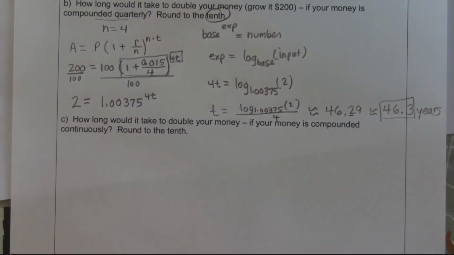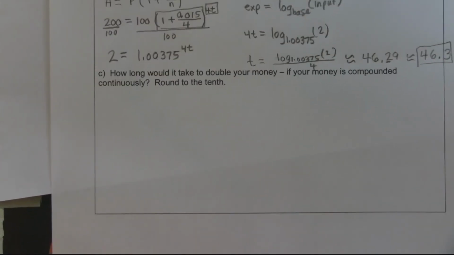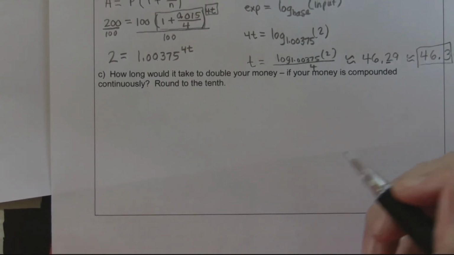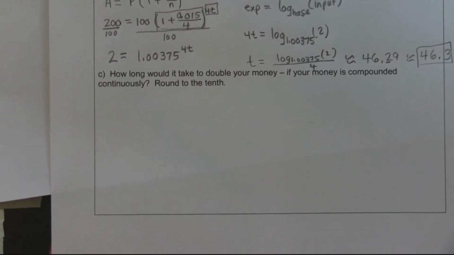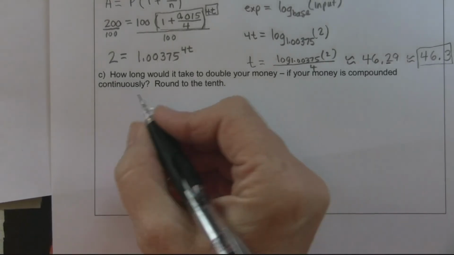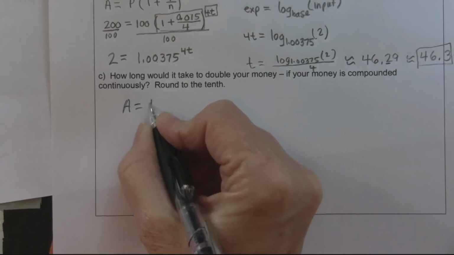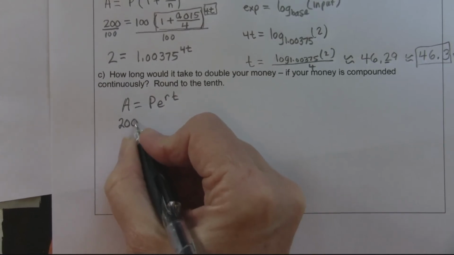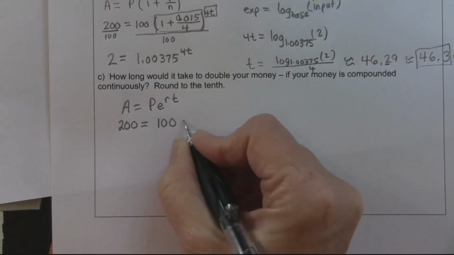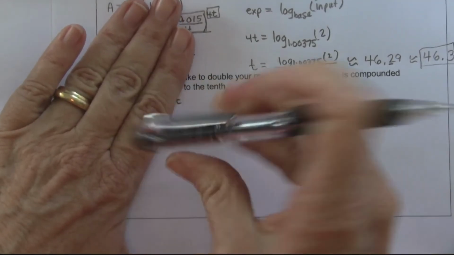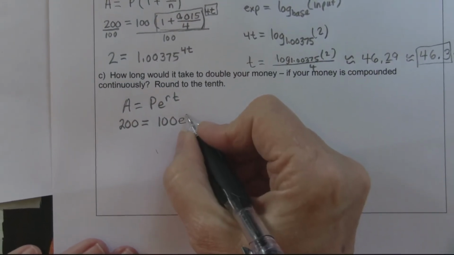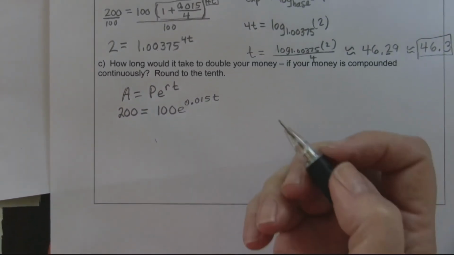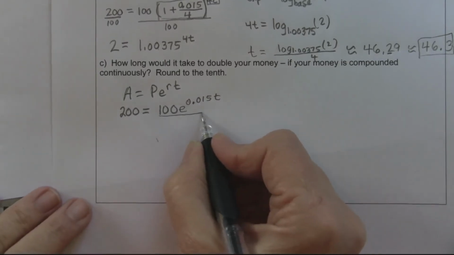How long would it take to double your money if your money was compounded continuously? So instead of compounded monthly or compounded quarterly, this is the last problem, my calculus students, thank you, I'm so sorry. Then we have A equals P e^(rt). So we wanted to end with $200. We started with 100. Our very small interest rate was 0.015 and then t. So again, we don't have it in the form. We need to divide by 100.